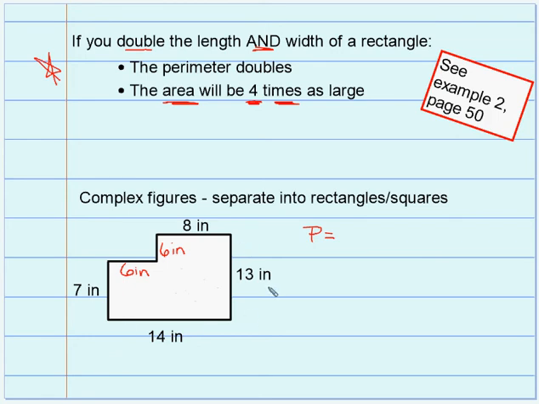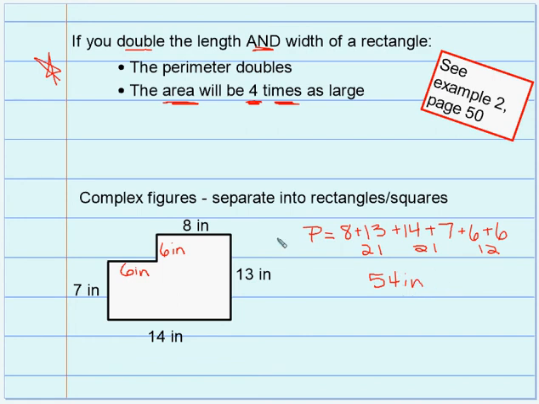Okay, so perimeter, you're just going to add up all the sides, start anywhere, and just work your way around. So if I said 8 plus 13 plus 14 plus 7 plus 6 plus 6, and then I calculate that out. So this is 21, this is 21, and this is 12. 8 plus 13 is 21, 14 plus 7 is 21, and 6 plus 6 is 12. 20, 40, 50, 51, 52, 53, 54. So the perimeter is 54 inches.